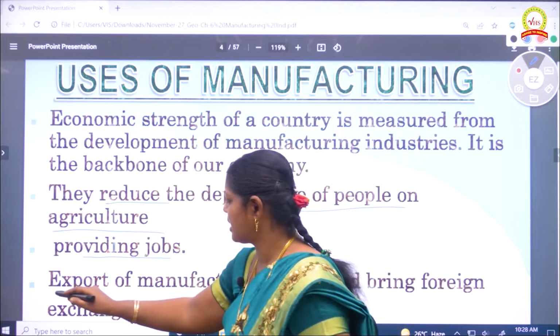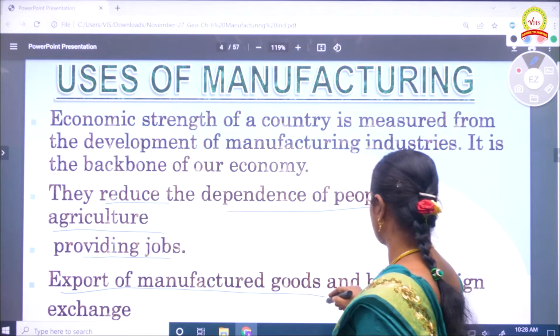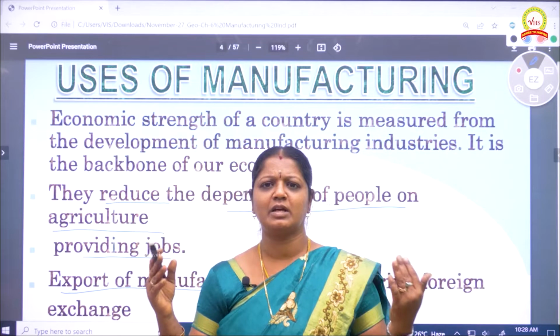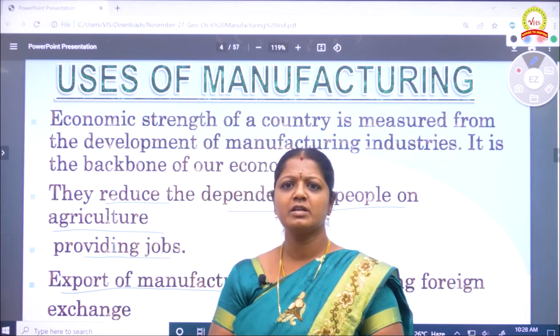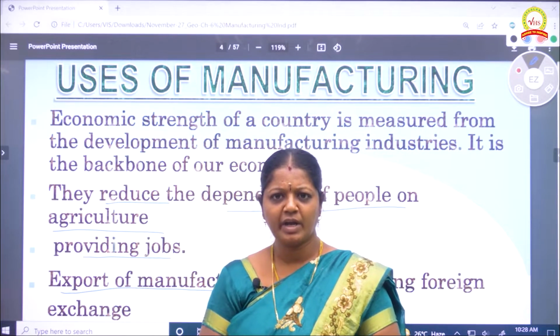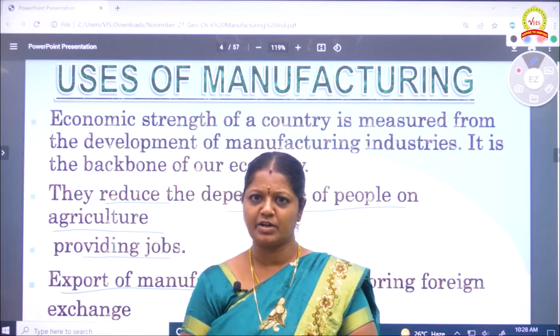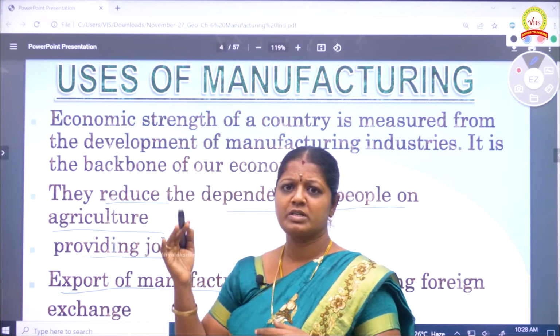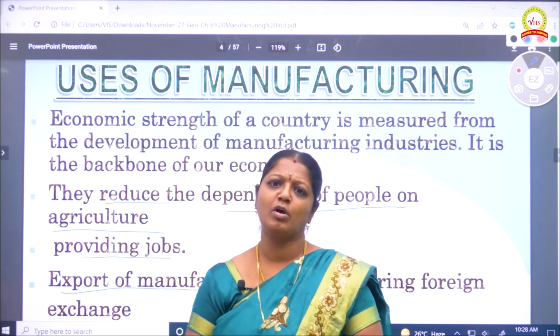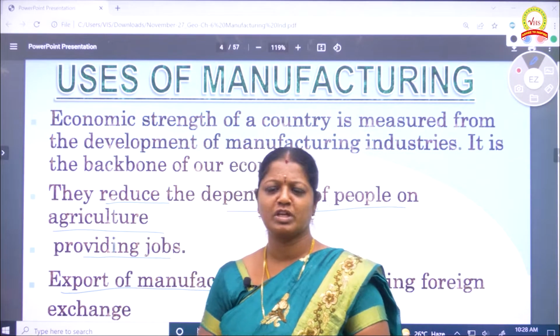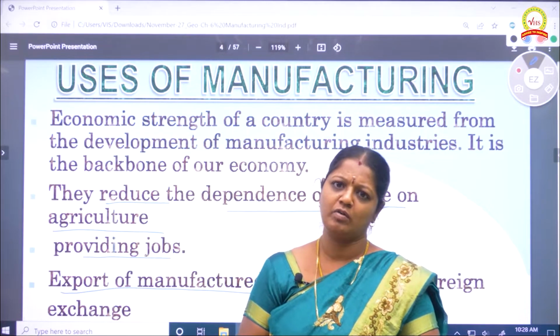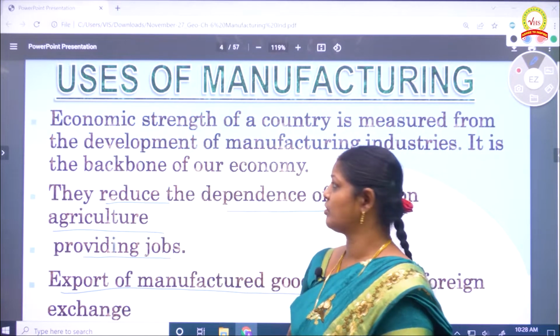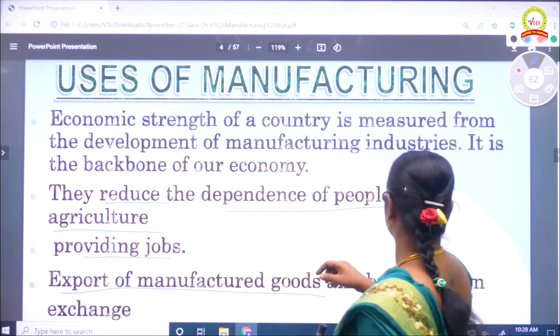Okay, and next is the export of manufactured goods. Whatever raw material is converted into finished goods is used within the country, and the excess is exported to other countries. This way, due to the manufacturing sector, our national economy also grows, the national income grows, and the people will be engaged always. Okay, so these are the importance and uses of manufacturing.